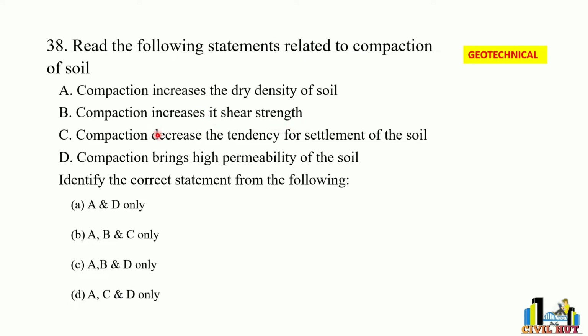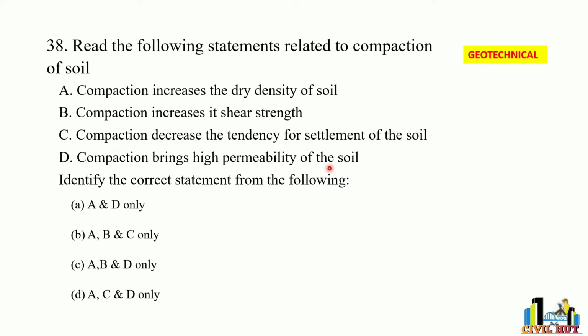This is also correct. Compaction decreases the tendency for settlement of soil. Yes, once the compaction is completed at a particular stage, the settling decreases. So the settlement of soil will decrease.